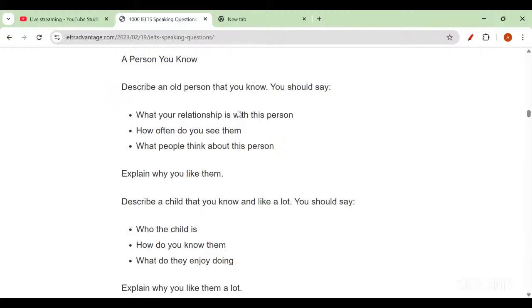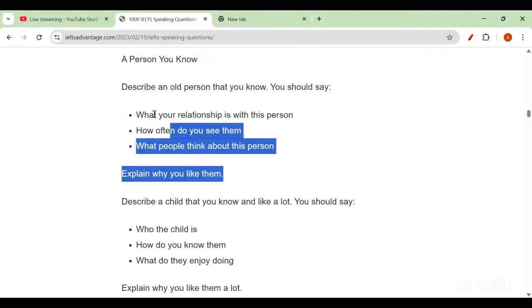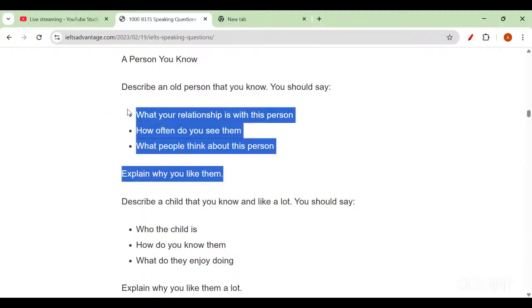Like you covered the relationship, you covered why you like them, and how often do you see them? You can say that he lived with us, so I usually meet him many times in a day. Then you can create a story, like your grandfather story. Anything else?